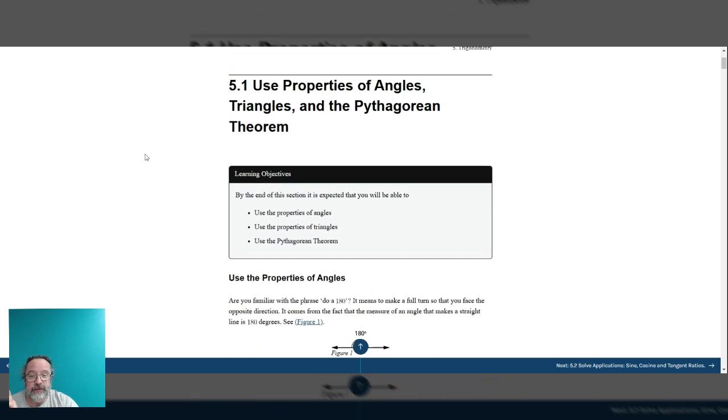Okay, so chapter 5, use of properties of angles, triangles, and the Pythagorean theorem. So I'm going to set a timer for 15 minutes because it will cut me off.